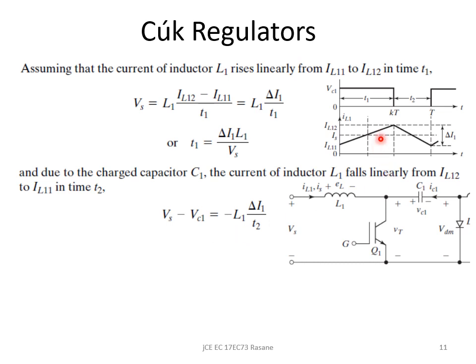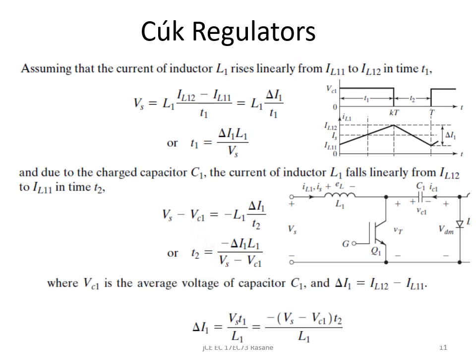That is equal to, because the current is falling, the slope is falling, minus L1 delta I1 by T2 during the period of T2. Taking T2 on the left hand side, I will get T2 equal to delta I1 into L1 divided by Vs minus Vc1, where Vc1 is the average voltage across the capacitor C1, and delta I1 is the ripple current through the inductor L1, which is equal to IL12 minus IL11.